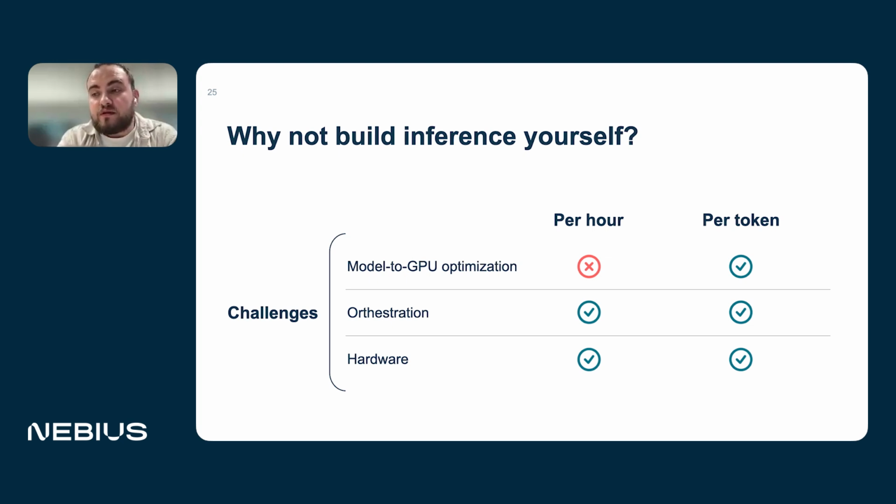Usually when you have a per hour model with providers from the previous slide, you can stop GPU, start GPU, and they manage a big pool of capacity. But there is a third challenge that is maybe not this obvious. It's model to GPU optimization. Basically, how good is your software code that is run on top of the GPU? That's an important part, because depending on this code, you can get a different throughput from the same device, like 10 times or 100 times. It will vary depending on how good your code is.